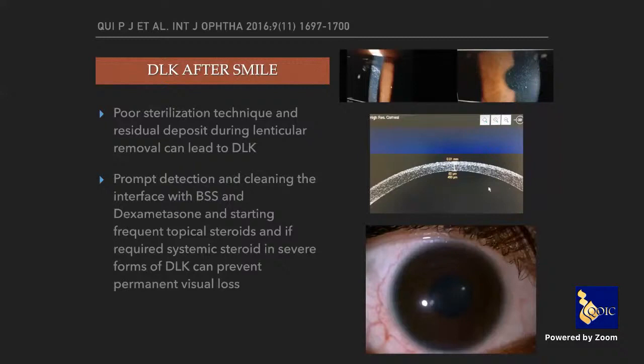This is another case where you can see the spread of these white cells in the pocket where the lenticule has been emptied. And if you find that, the treatment remains the same: you just go ahead and wash the interface with dexamethasone and put the patient on frequent steroids, both topical and systemic, depending upon the grade of DLK.